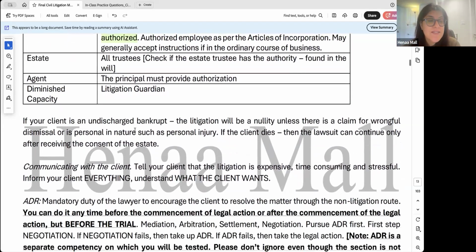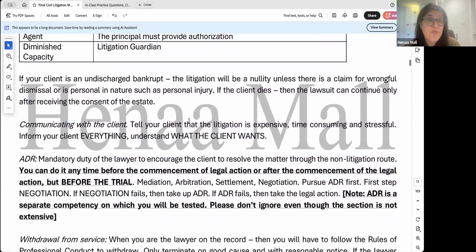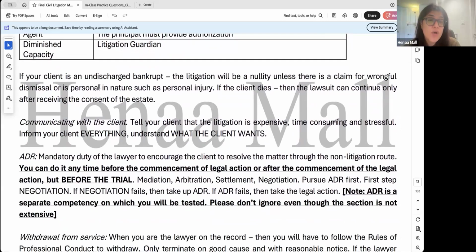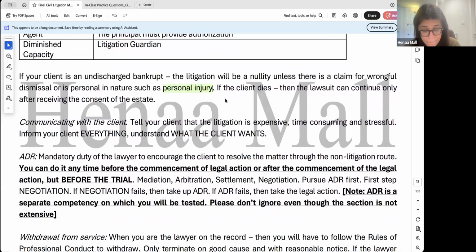If your client is an undischarged bankrupt, the litigation will be a nullity unless there is a claim for wrongful dismissal or a personal matter, such as personal injury. What if the client dies? If the client dies, then the lawsuit can only continue after you have received the consent of the estate.